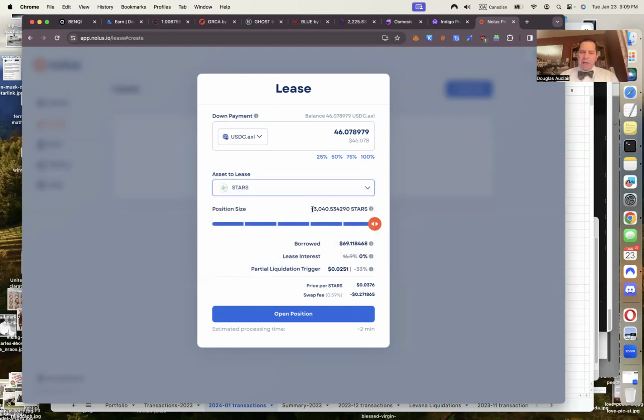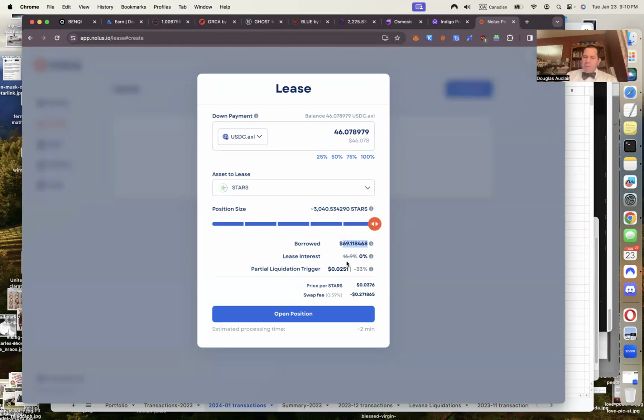It tells me how much I can lease. Now, if you look at this here, let's do a rough computation. It tells you that you're paying for $46 worth of stars, but 3,000 stars in and of itself is around $100 worth. So you're borrowing an additional $70 worth of stars. This is the amount of USD in stable coins that will be borrowed for the DeFi lease position.